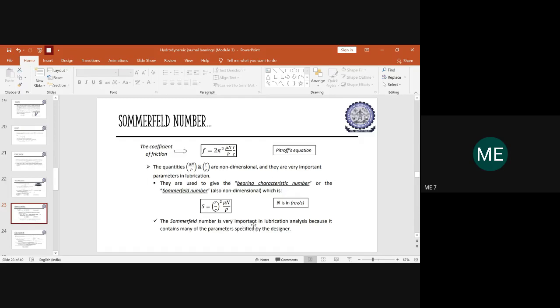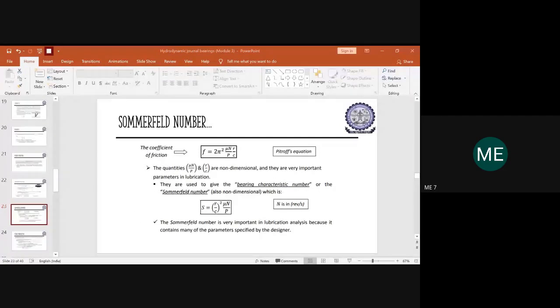This number is very important even in lubrication analysis, because it contains many of the parameters specified by the design engineer related to the design of the journal bearing with respect to the lubrication aspect. As a tribologist, if you give a Sommerfeld number value for a bearing, he will be able to give you the entire characteristics of that particular bearing. So it is very important to figure out the Sommerfeld number from the coefficient of friction. This is about the derivation of the Petroff equation.